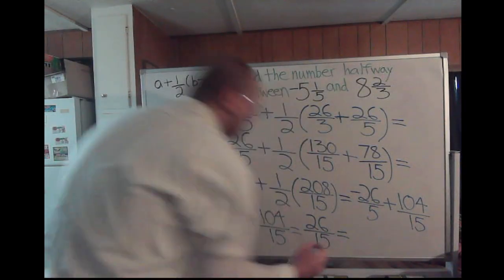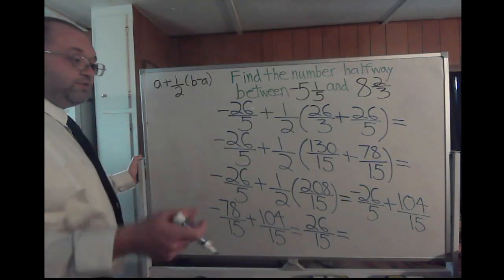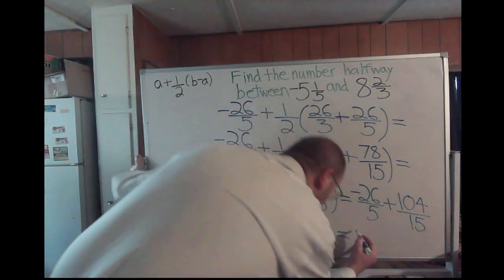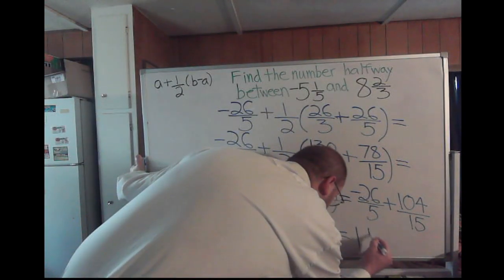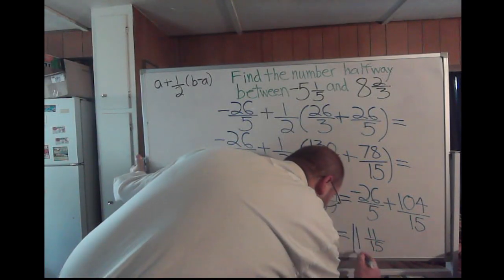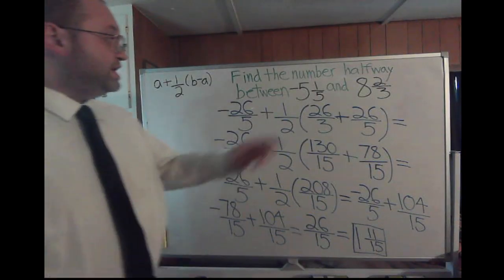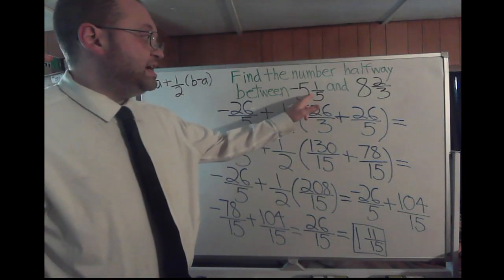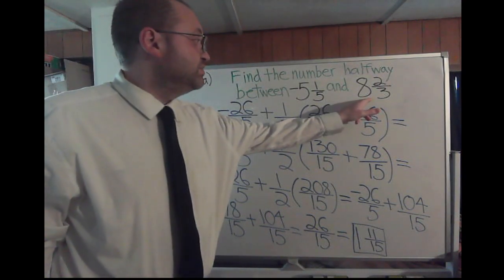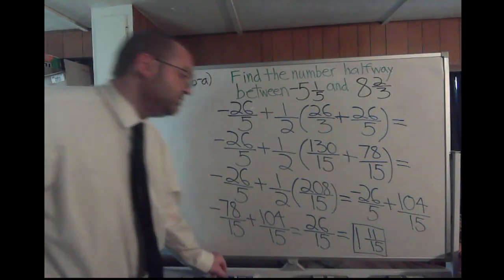Or, since both of your original numbers were mixed numbers, you probably want to write this as a mixed number. So it would be 1 and 11 fifteenths as a mixed number. So the number that is halfway between negative 5 and 1/5 and positive 8 and 2/3 is going to be 1 and 11 fifteenths. That would be the answer you would get.